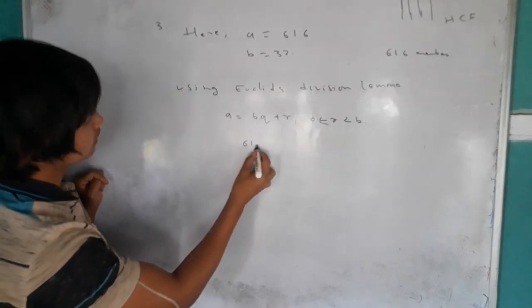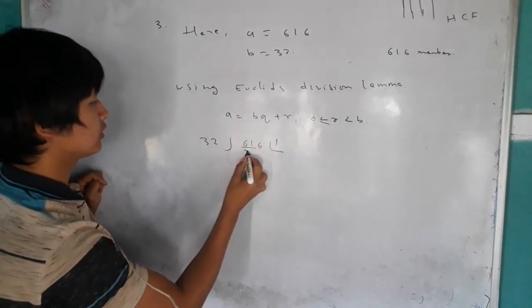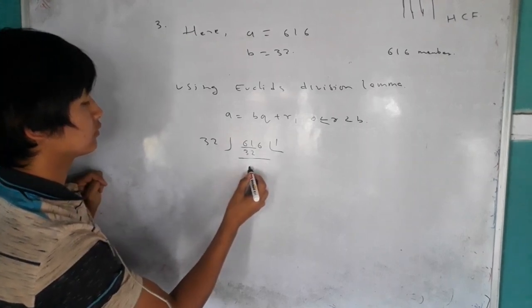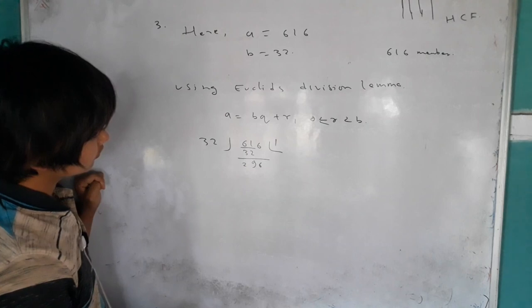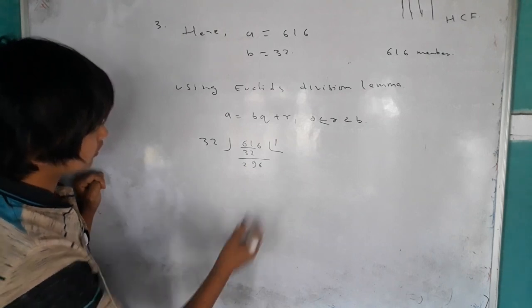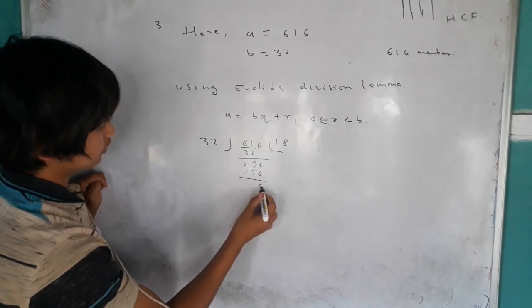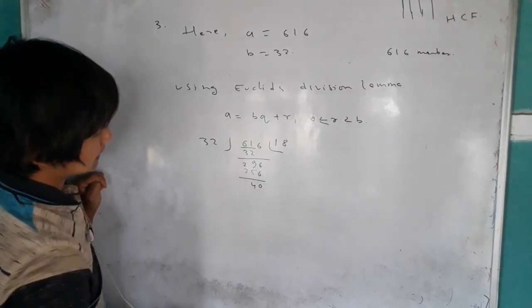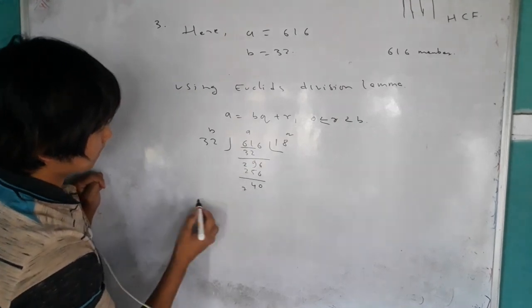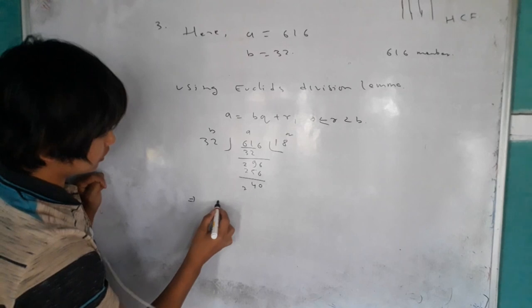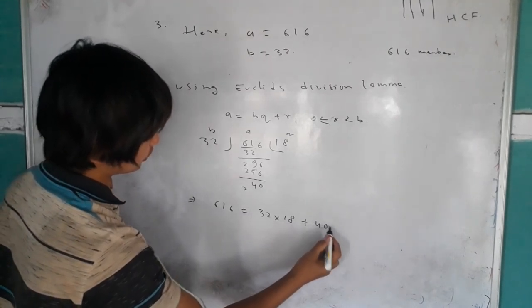So now dividing 616 by 32, it will not go twice, it will be single... Remainder is 40, which is not equal to 0. Here A is this, B is this, Q is this, and this is the remainder. Using Euclid's division lemma, A is 616, B is 32 into 18 plus 40 remainder.